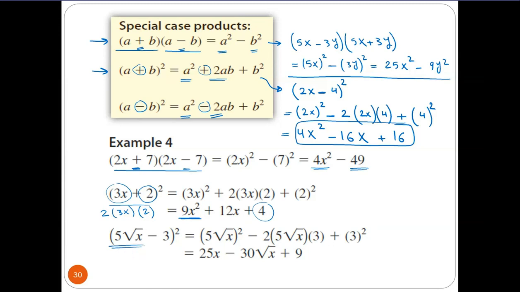Also look at this. This is the first square, the square of 5 is 25, the square of radical x, and 2 multiplied by 5 radical x multiplied by 3, 2 multiplied by 5, 10, multiplied by 3, 30 radical x, and the second square equals 9. Okay, any question?